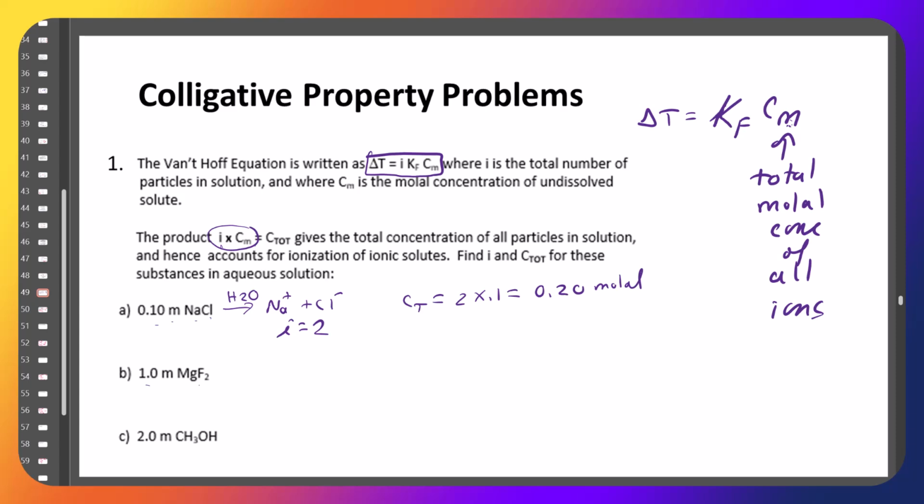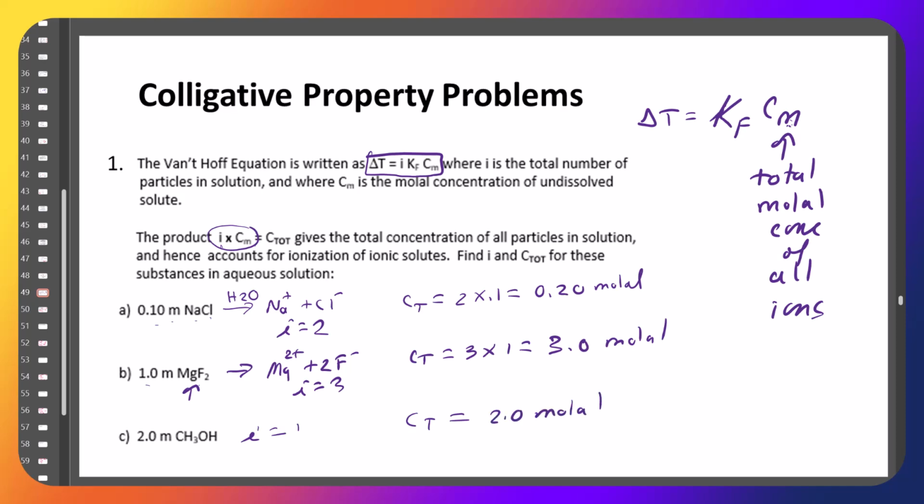For the second case, magnesium fluoride. This is not a fluorine molecule bound to magnesium. It's 2 fluoride ions. So we get Mg2+, and i is equal to 3. Actually, you can get it right there. Total concentration is 3 times 1 molal. And for the last case, we have a carbon compound, so i is equal to 1. There's no ionization, so the total concentration of all the particles in solution is the same as the given molal concentration.